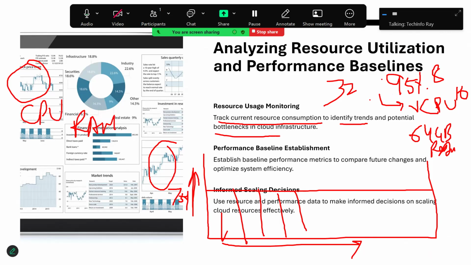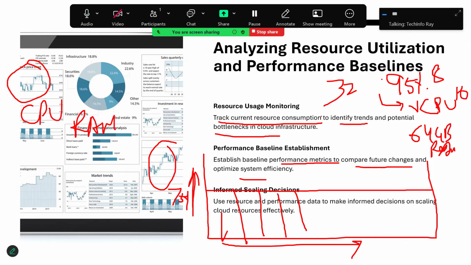So all these things are really very important. How they are maintaining it, there may be some monitoring tools they are using, or logging tools where you can see how the application is performing, and what kind of logs it is sending in case of any alerts or in case of any utilization. So all these things you can gather as information from usage monitoring and performance baselines, right? What kind of metrics are configured, based on which you can compare to future changes and optimize system efficiency.